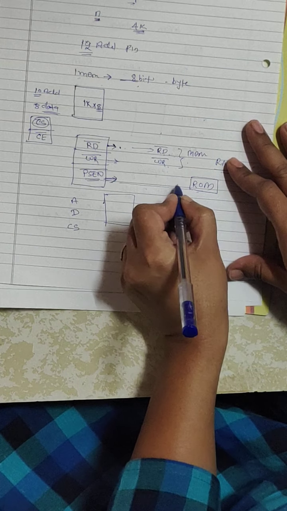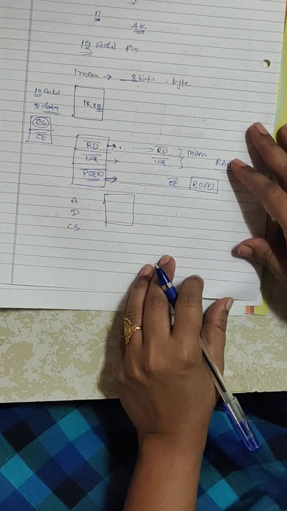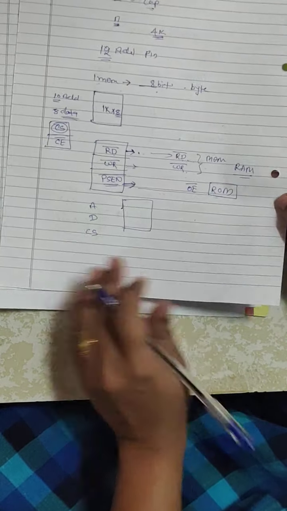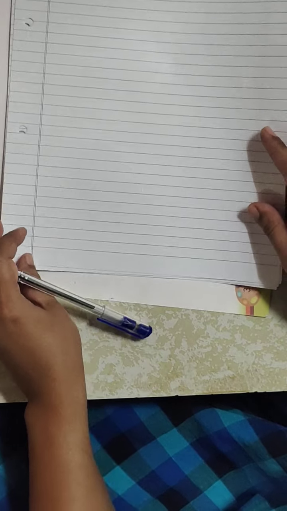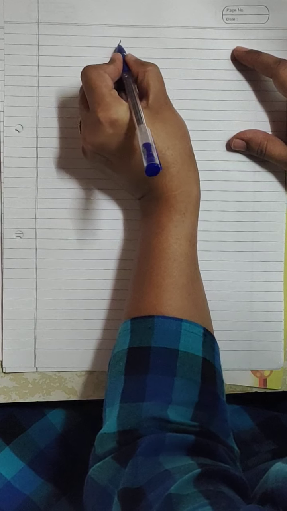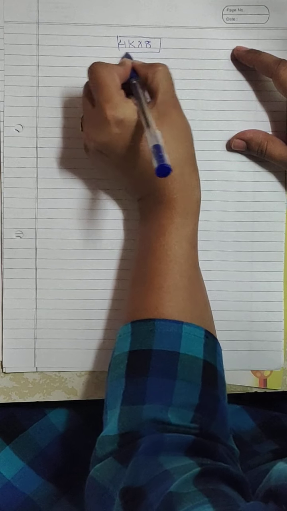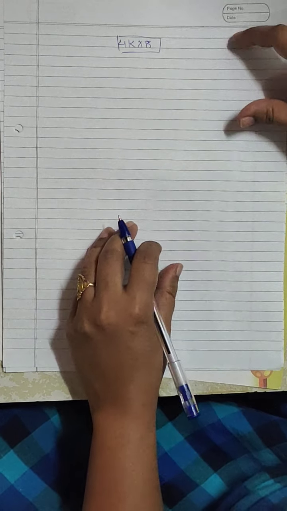In case of the ROM, it is known as the OE bar pin, that is output enable pin. Now we will discuss the decoding, means address decoding technique for the memory IC. Let us consider one example. We have to interface 4K x 8 memory with the microcontroller.